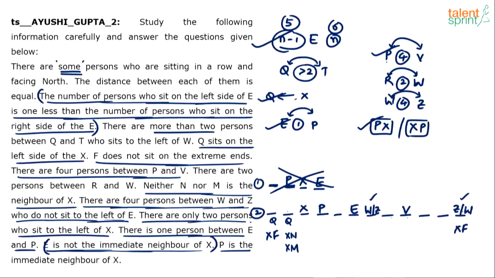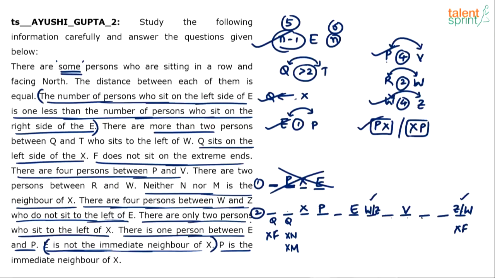Now W is not exactly fixed, but we know the 2 possible positions of W. I think we can try to fix R. What we know next is there are 2 persons between R and W. Now see, can you take W in this position? Can W actually become the extreme position? No, because if W comes here, R has to come in the place of V. Why? There have to be 2 persons between R and W.